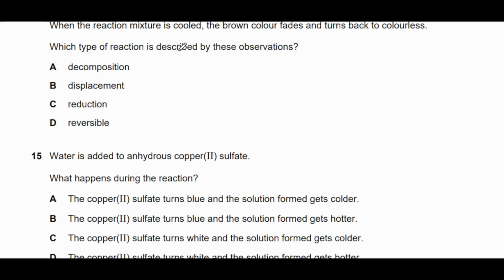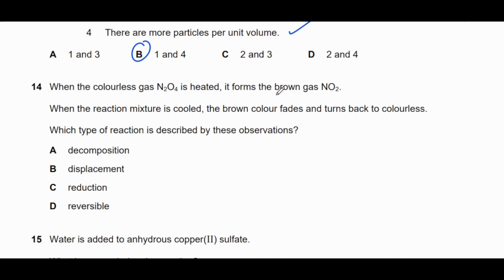When the colorless gas N2O4 is heated, it forms the brown gas NO2. When the reaction mixture is cooled, the brown color fades and turns back to colorless. Which type of reaction is described by these observations?